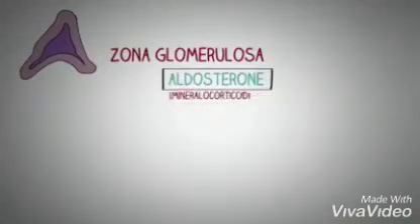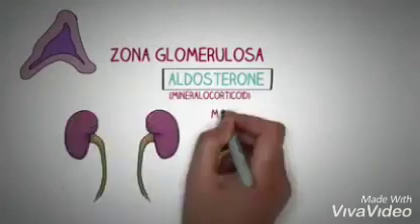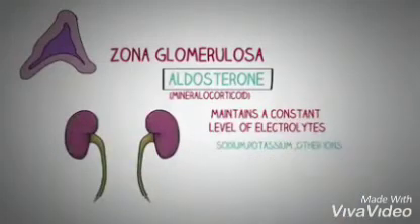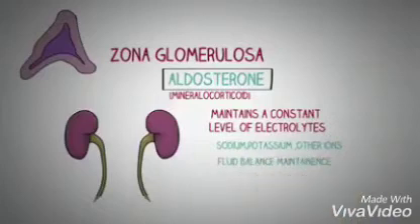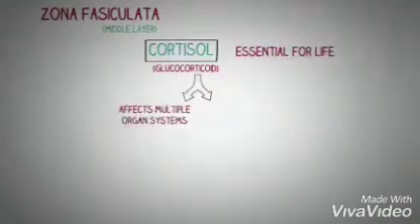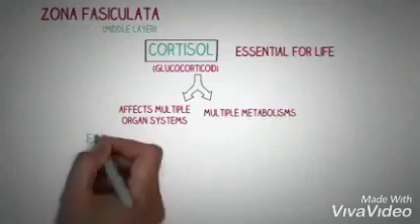Aldosterone mainly acts on the kidneys to maintain a constant level of sodium, potassium, and other ions as well as fluid balance of the body. The zona fasciculata, the middle layer of the adrenal cortex, mainly synthesizes cortisol, which is a glucocorticoid. Cortisol is essential for life as it has permissive actions on multiple organ systems as well as metabolic processes throughout the body. Now, cortisol is essential for your body to have a proper stress response.